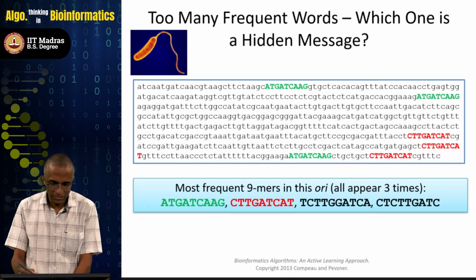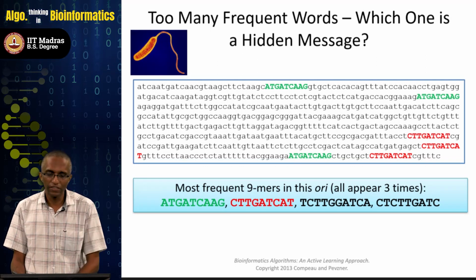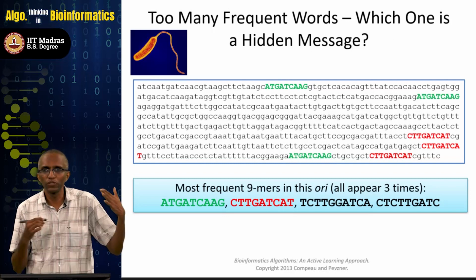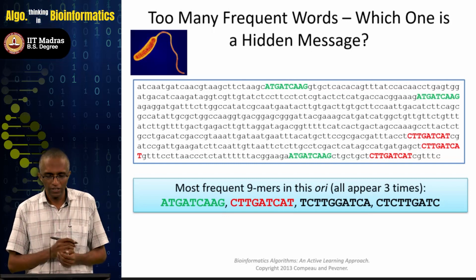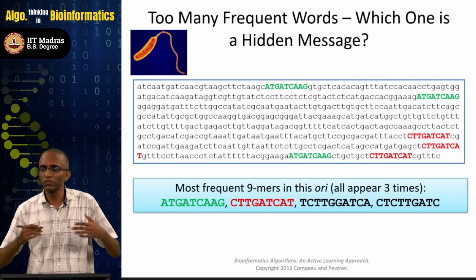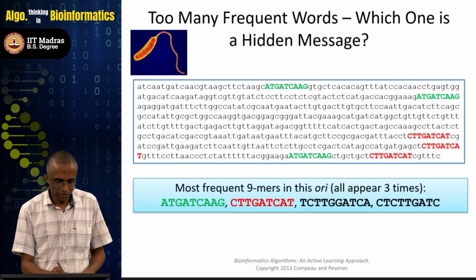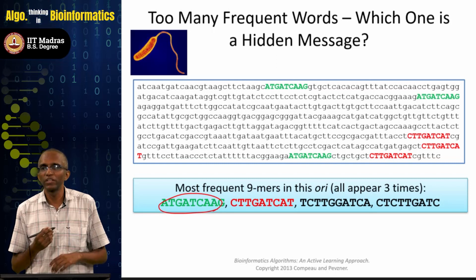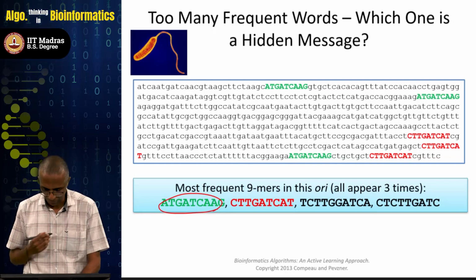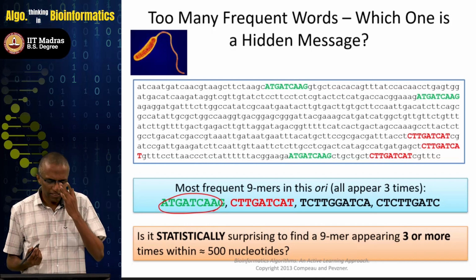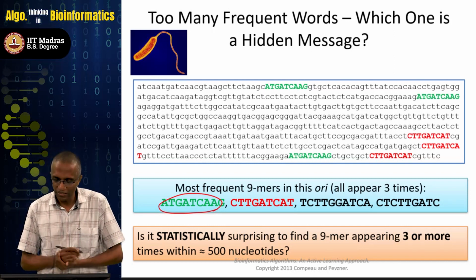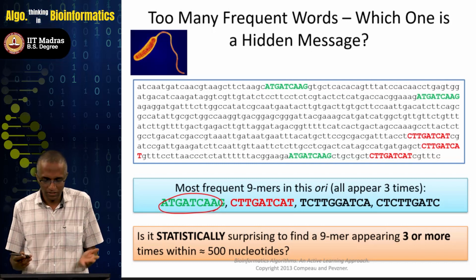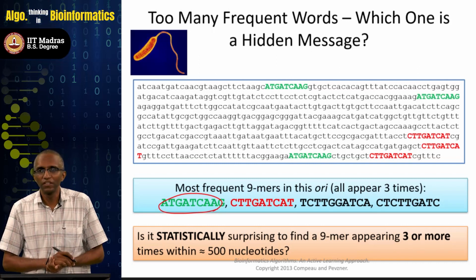What we can do instead is try to understand the reverse complementarity of the DNA. You have both a forward strand and a reverse strand, and what I have shown here is only one of the strands. So you can also look for messages on the other strand, and each one of these 9-mers will also have a reverse complement, and then we can club both of them together and count them as one k-mer. And then we can ask the question: is it statistically surprising to find a 9-mer, including this reverse complementarity, in a string of length 500 nucleotides?